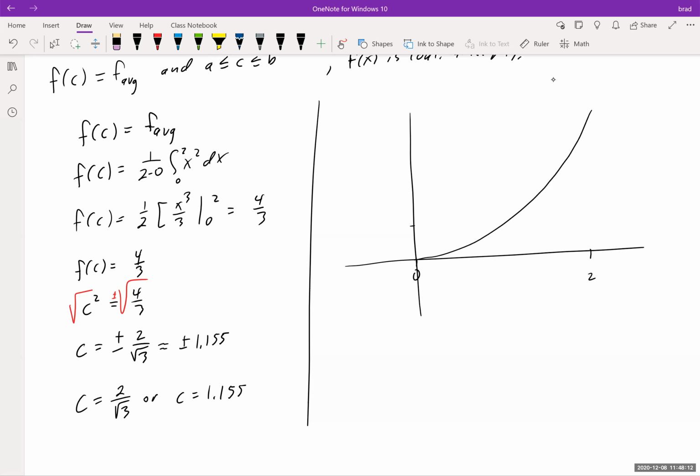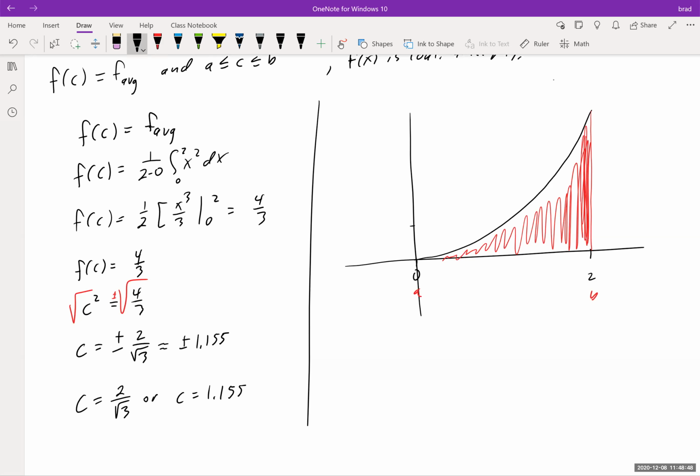F of 1.155. Okay, so here's A, right? So this is my A, and this is my B, okay? So what they're saying is that if I shade in all of this right here, if I shade this in red, right? If I shade that in red, they're saying that I should be able to find a height, f of c, that when I draw a rectangle based on that, it will be the same area as the area under that curve, okay?